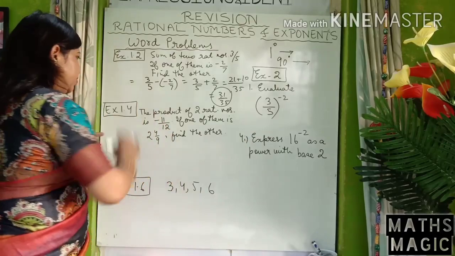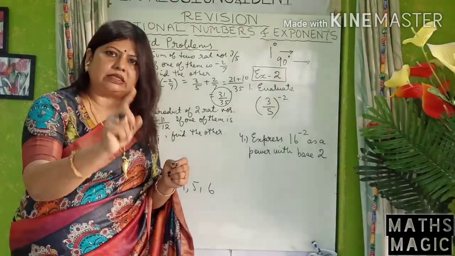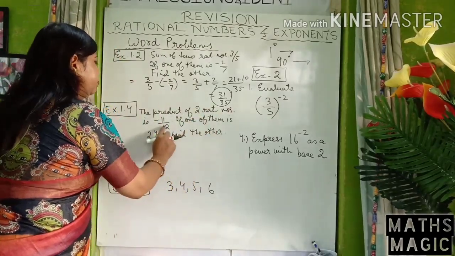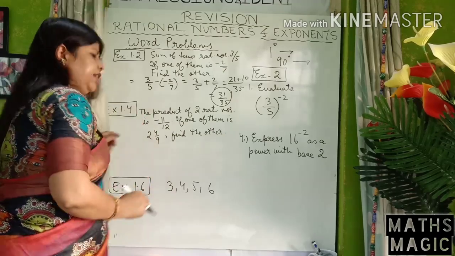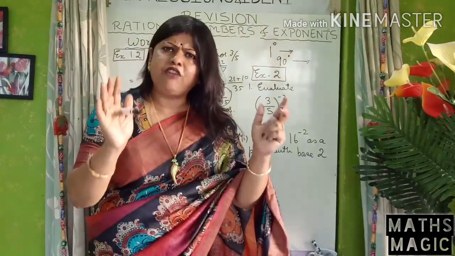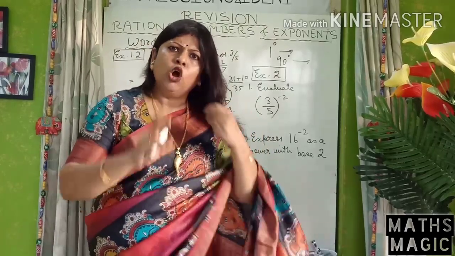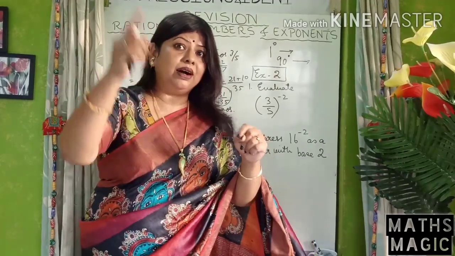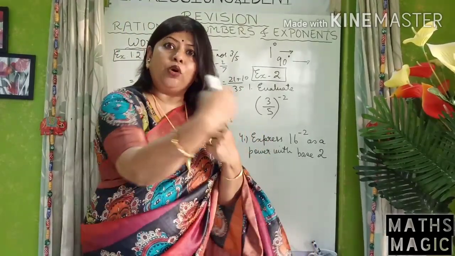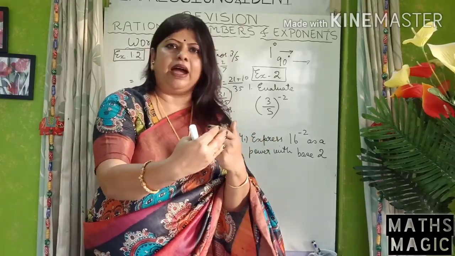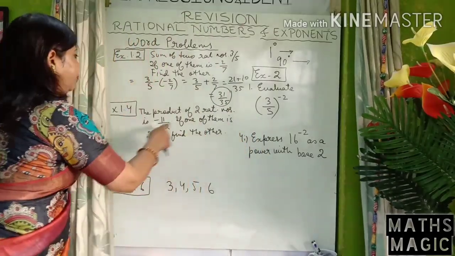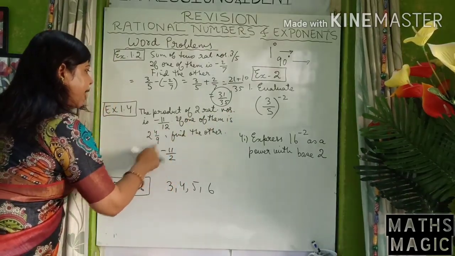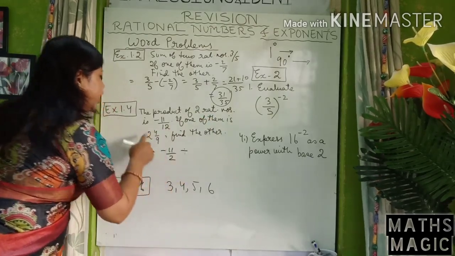Now, the next question. The next question I have chosen from exercise 1.4. A simple word problem. See, the product of 2 rational numbers is given. One of the numbers is given, you have to find the other number. The same way you frame your own simple question like: product of two numbers is 10. One of the numbers is 2. What will be the other number? 10 divided by 2. So when product is given, you have to divide it and find the answer. So let's begin. The product of two rational numbers is minus 11 by 2 and I have to divide it by one of the numbers, that is divide by 2 4 by 9.